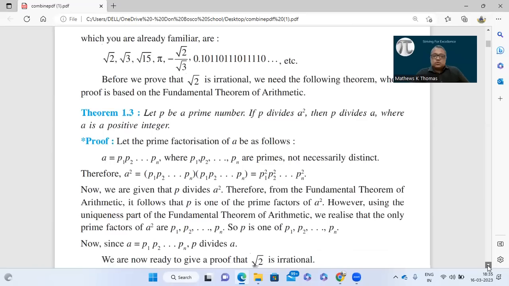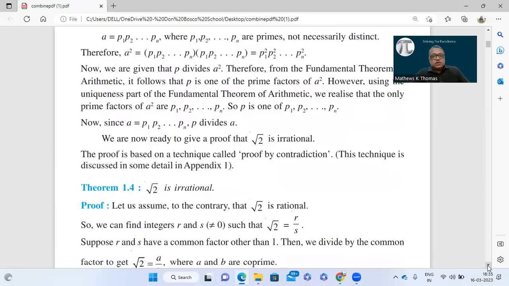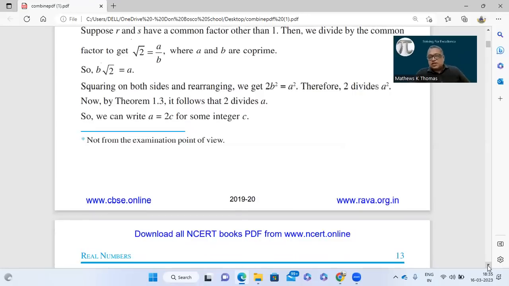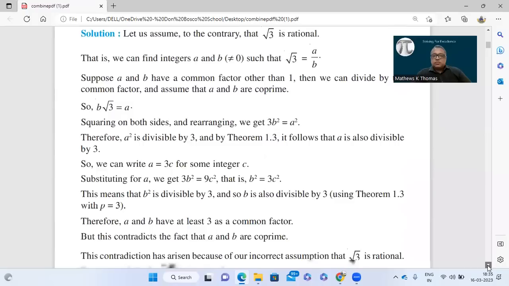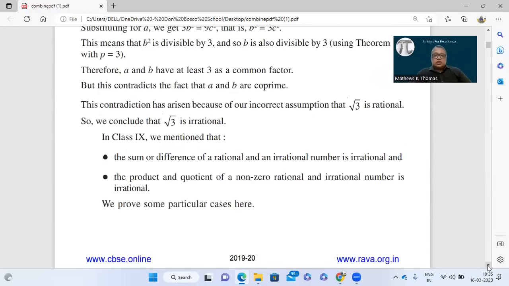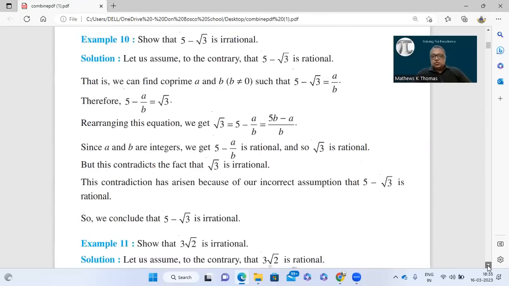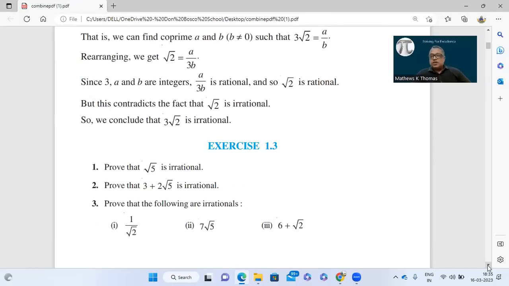Then we go to the third exercise, how to prove a number is irrational. This is very, very important. Definitely we can expect a question. Prove that root 2 is irrational, prove that root 3 is irrational, prove root 5 is irrational, and so on. Please learn the procedure if you haven't done it. And I'm sure that you have been doing this over a period of time. So this you can revise. So our third exercise is based on proving a number is irrational. So only this much has to be done from chapter number 1.